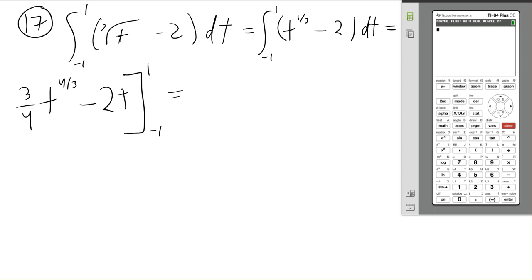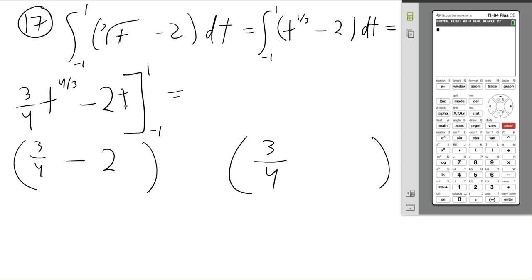Okay, and then the first fundamental theorem of calculus simply says, well, go ahead and plug in 1. So that would be 3/4 times 1 to the 4/3 minus 2 times 1. Then plug in the -1. -1 to the 4th would be +1. The cube root of +1 is 1 times 3/4 is 3/4. Plugging in -1 here would be +2.